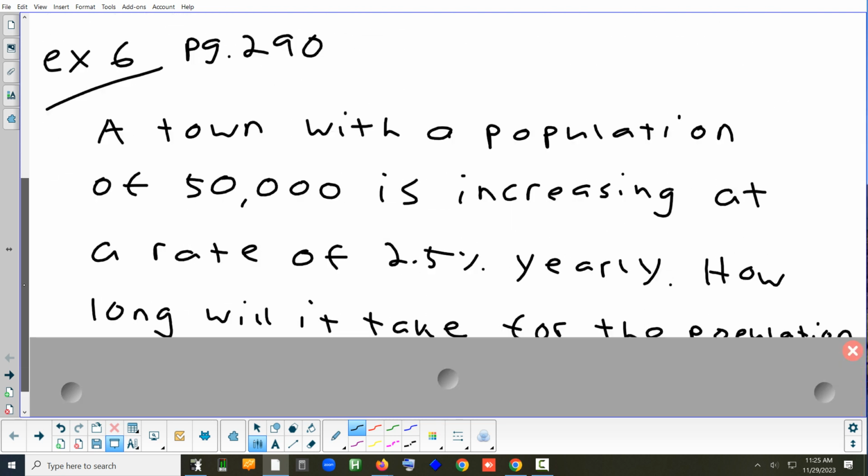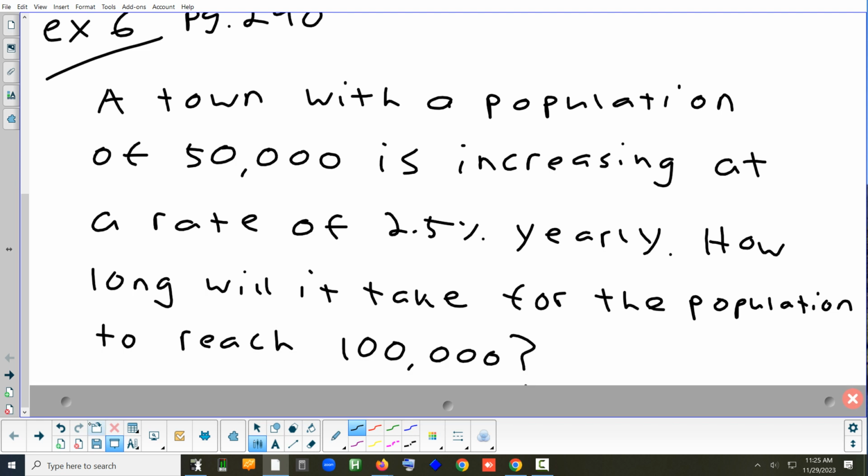So this is the exact same question, if you look back at your notes. So 50,000 people, the population's going to double. It's growing at 2.5%. First of all, what makes this exponential growth? Yeah? It's increasing at a rate of a percent. It's not like we're adding 500 people every year to the town. That's linear. Okay, this is exponential, so it's going to curve up fast. And the percentage tells you that it's exponential.